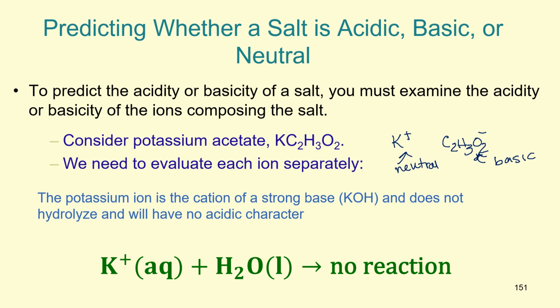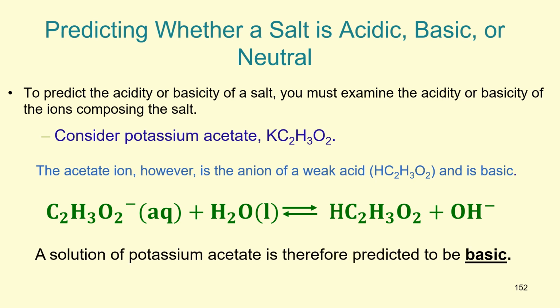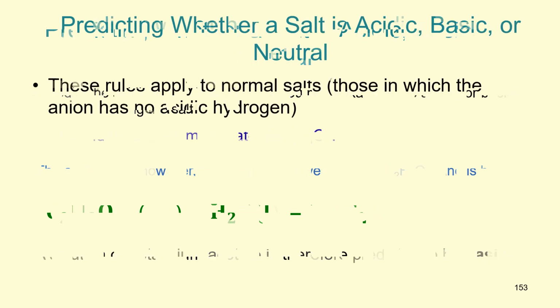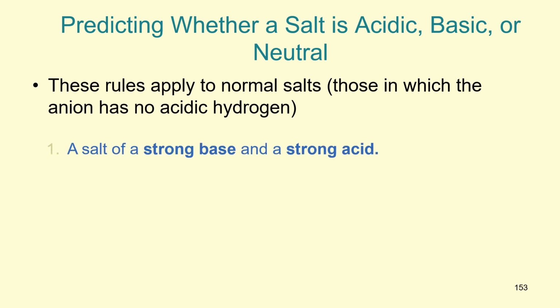Right, the K plus we can ignore. However, the acetate ion, because it comes from a weak acid, it itself is basic. It will react with water to give us the conjugate acid and OH negative. So it's basic. So a solution of potassium acetate will be basic. I think we'll do a few more examples in a second.